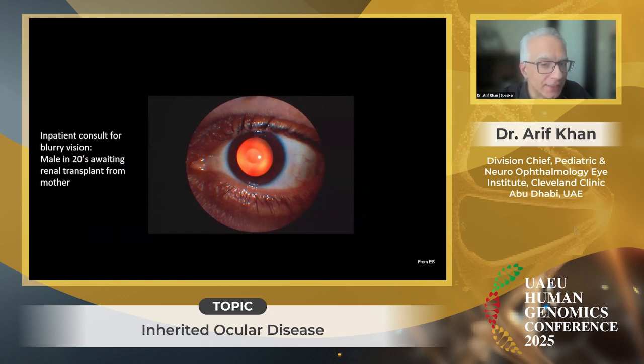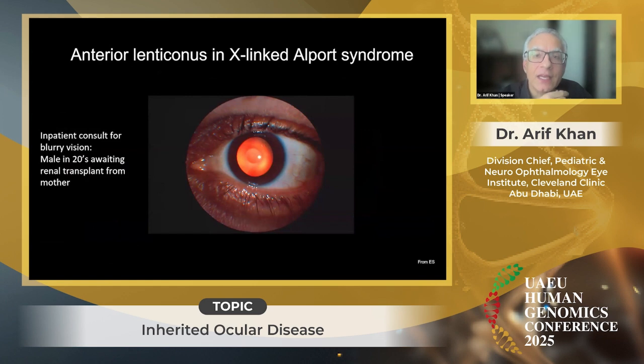Why am I showing you this case here? Well, this patient has anterior lenticonus. He's waiting for a renal transplant. He's got renal insufficiency. He actually has Alport syndrome, and Alport syndrome is often X-linked. This is probably the only time in the history of renal transplantation that an ophthalmologist canceled a renal transplant. Had it been from the mother, who's a carrier, it would have likely failed.